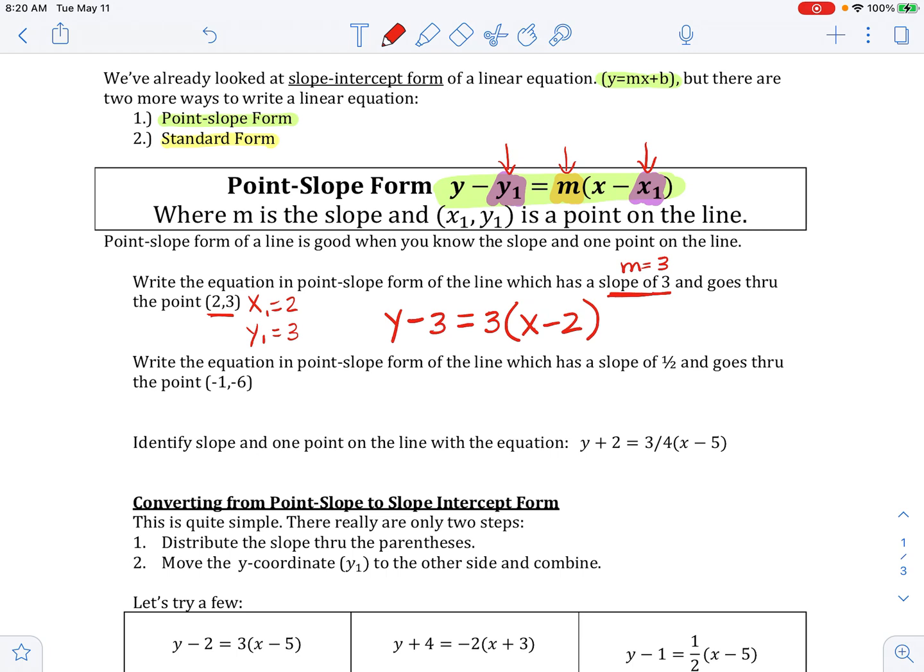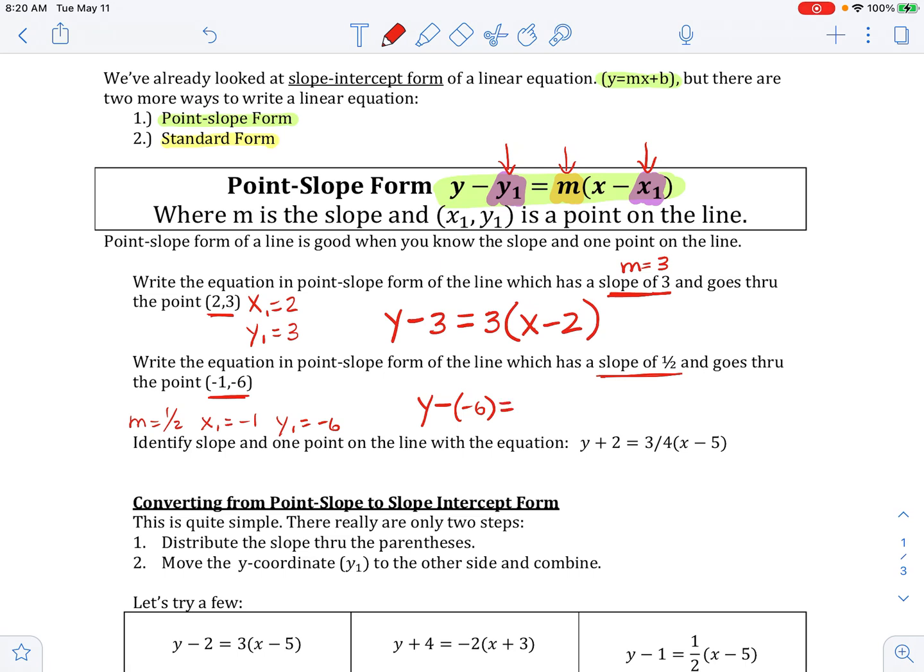Let's look at a couple more. Write the equation in point-slope form of a line which has a slope of 1/2 and goes to the point (-1, -6). So we know m is 1/2, we know x sub 1 is -1, and we know y sub 1 is equal to -6. Again, we're just going to replace those three values into our point-slope form, and we get y minus -6. So when we have minus a -6, okay, I'll write this step down.